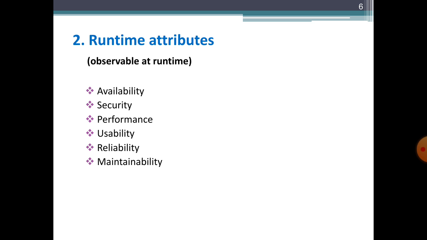So students, the most easiest attributes are here for your understanding, which are basically observable at runtime.